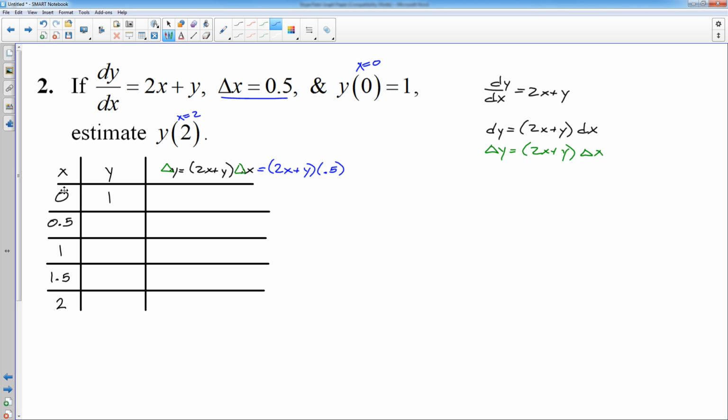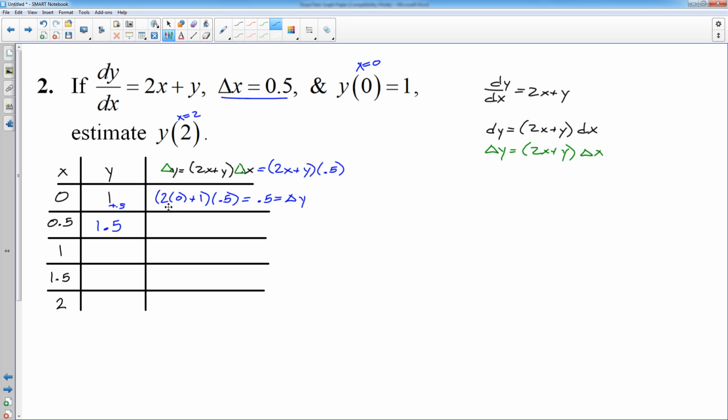And what I'm going to do is we know our x coordinates, we know the change in x. I'm simply going to plug that into my equation for delta y. Delta y is 2x plus y times 0.5, so my first one is going to be 2 times x, which is 2 times 0, plus my y coordinate, which is 1, times 0.5. That's 0 plus 1 times 0.5. That is 0.5. And what that does is it tells me how much my y changes. That is my change in y. So if I started at a y coordinate of 1 and my change in y is 0.5, then I'm going to add 0.5 to get to my next y coordinate. So I'm now at 1.5.